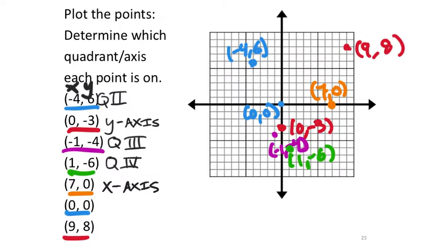And then (0, 0) is always the origin. And it would be good to get used to seeing that if you see (0, 0), you just know it's the origin, which is why I didn't point it out on the graph. But you can see on the graph it's right where the two axes meet. And then finally (9, 8), it's the only point I can see in quadrant 1.